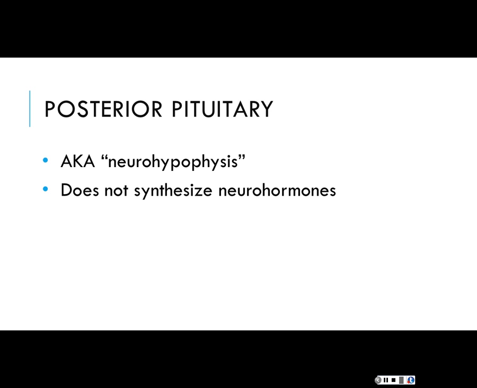So it stores neurohormones? Uh-huh. Stores neurohormones that were manufactured in the hypothalamus. We know that the nerve cell bodies are where the neurohormones are made, transported along the axons, stored in the terminals, which here we're calling the what? Posterior pituitary.